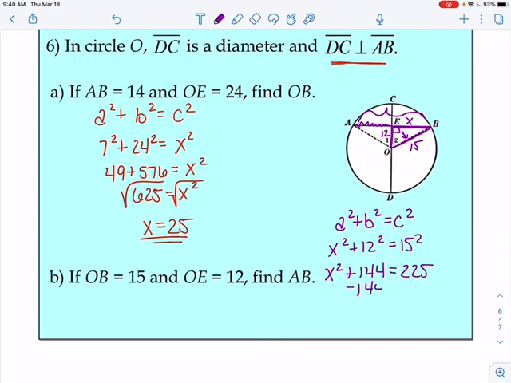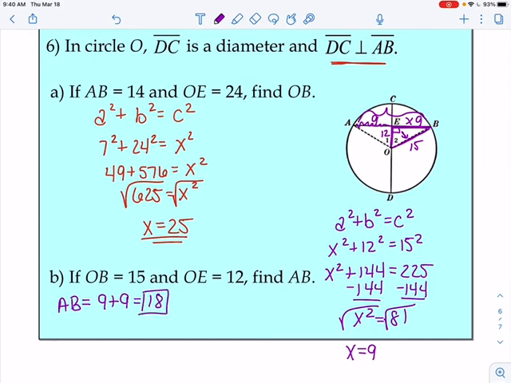I'll subtract 144 from both sides, and x squared is going to equal 81 when you subtract. The opposite of squaring something is taking the square root, and when I do that, x is going to be 9. So what we found is the length of EB. EB is 9, which also means that AE is 9. So AB is going to be 9 plus 9, or if you want to say 9 times 2, either way, it will give you an answer of 18.